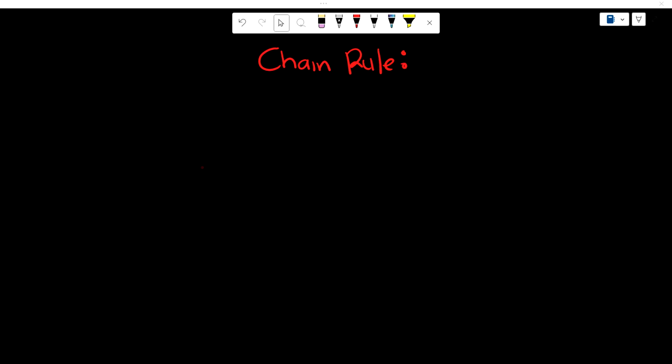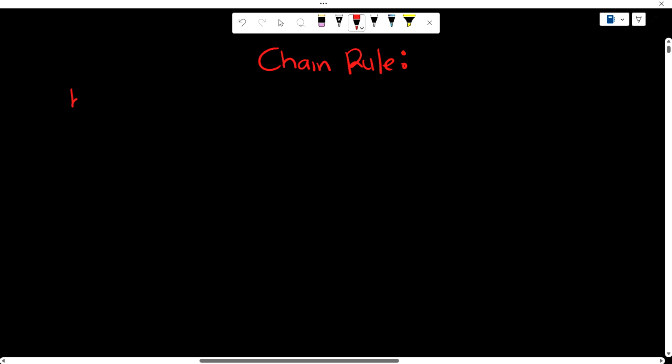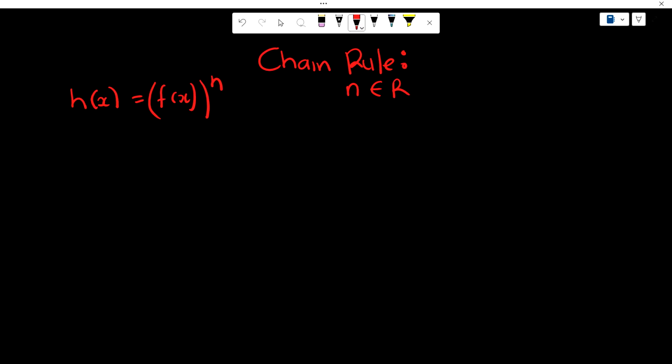So what I mean is, if we are given a function h(x) equal to some function f(x) raised to the power n, where n is an element of the real numbers, the question is, how can we differentiate such a function? Let's look at an example with respect to that.